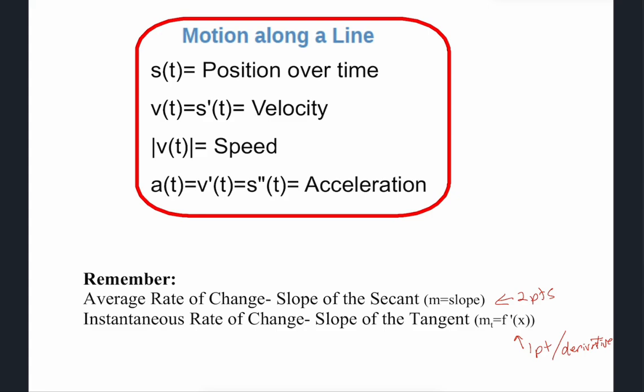Normal slope is the slope of a secant, or an average rate of change. The derivative is an instantaneous rate of change. That's why it's the slope of a tangent. It just touches the curve or the function at that one instantaneous point. So you have to know that difference.